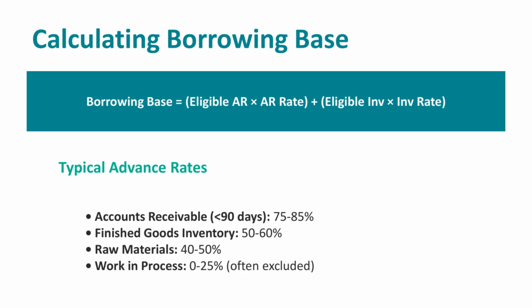It's calculated based on eligible accounts receivable and inventory. Advance rates vary, typically 80% for receivables but much lower for raw materials or work in process. Lenders focus on your most liquid collateral.